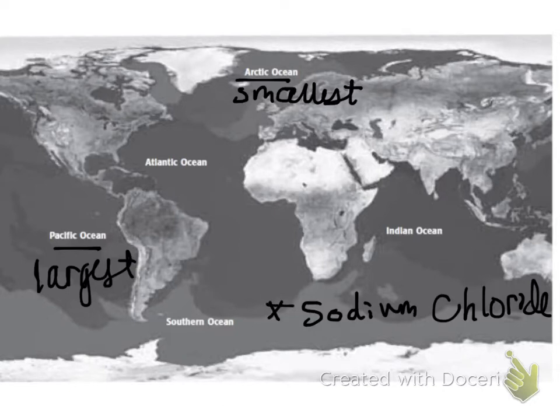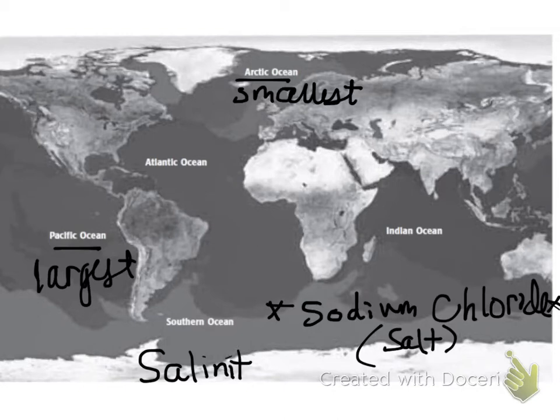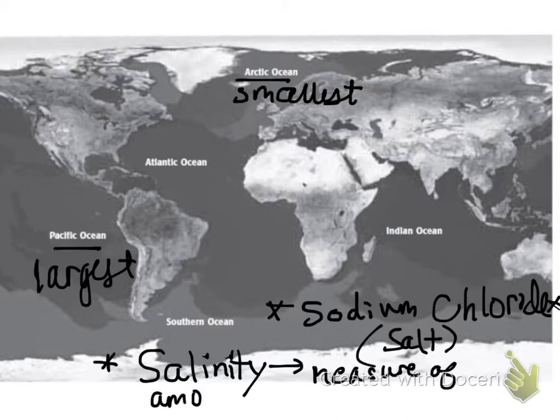So sodium chloride is the name of salt, like the salt that you eat, that makes up most of the dissolved solid in the ocean. We talk about salinity of ocean water. Salinity doesn't just refer to salt, though. Salinity is just a measure of the amount of a dissolved solid in ocean water.